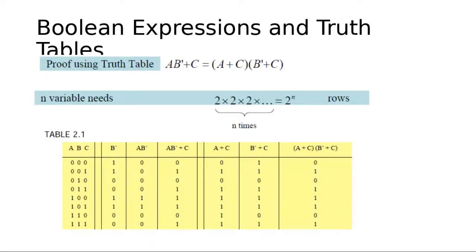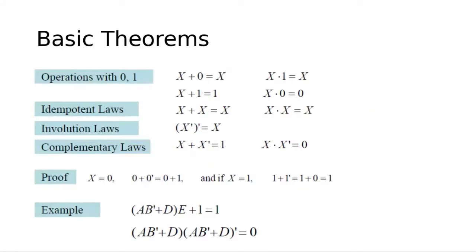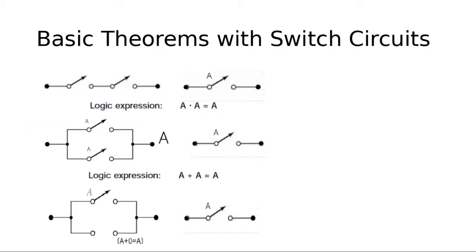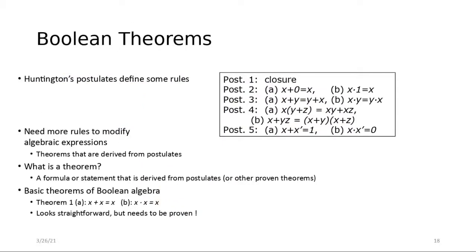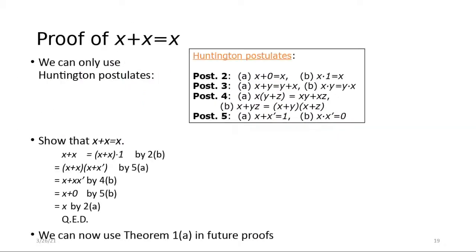So there were basic theorems. For example, 0 is ineffective for OR gates. Also, 1 is ineffective for AND gates. You know those theorems. So you saw the proof of these theorems.